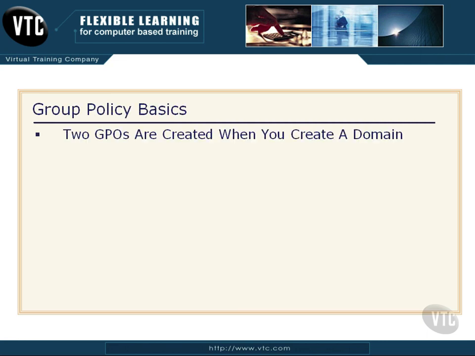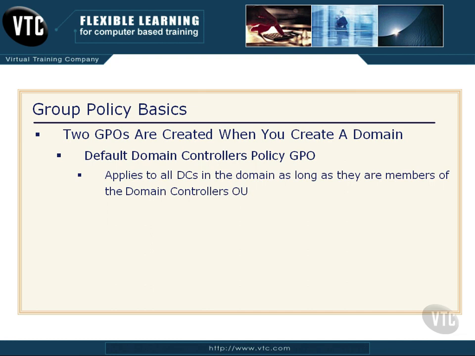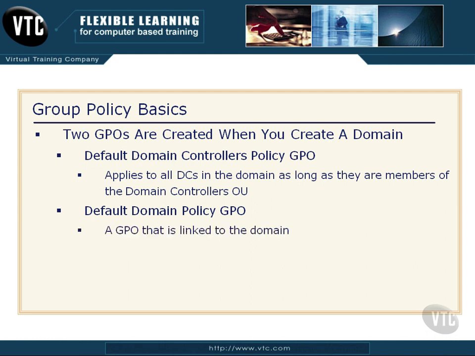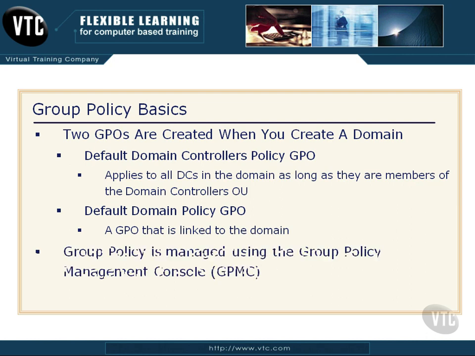Now, two group policy objects are created every time you create a new domain. When you create that first domain controller that creates a new domain, there is a Default Domain Controllers Policy GPO created. This applies to all the domain controllers in the domain as long as they are members of the Domain Controllers OU. Now, if you move them out of that OU, they lose the settings that that group policy object has applied to that domain controller's OU. There's also a Default Domain Policy GPO, and this is a GPO that's linked to the domain, and so everybody in that domain picks up those settings.